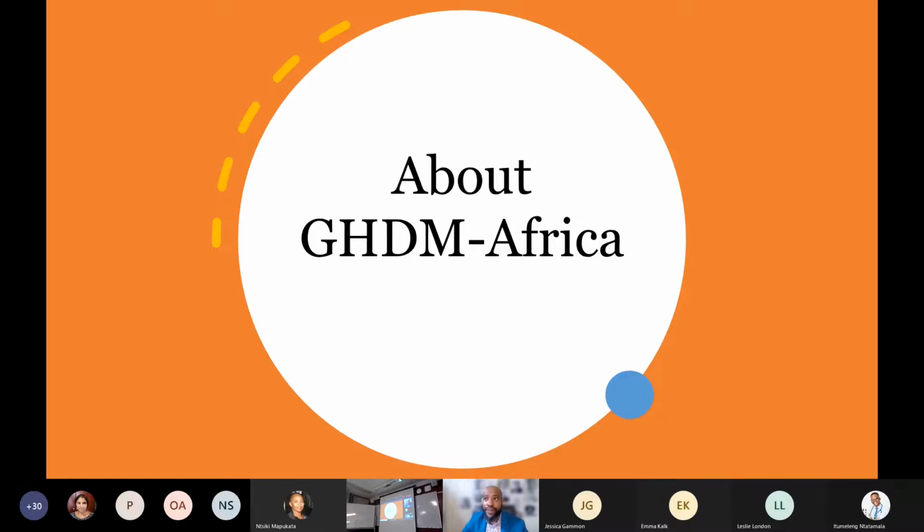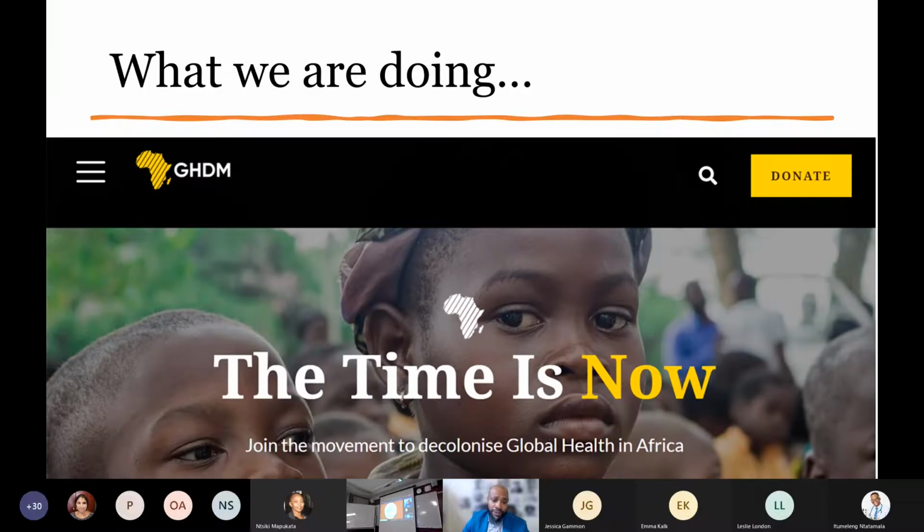But nonetheless, the consequences on my esteem, my confidence as a researcher, have suffered as a result of some of these power imbalances. And so a group of colleagues and I came together to put up this group, Global Health Decolonization Movement in Africa. We're just volunteering our time to try to see how we can raise awareness and bring about pragmatic change to these power imbalances that we see occurring on a daily basis in global health.